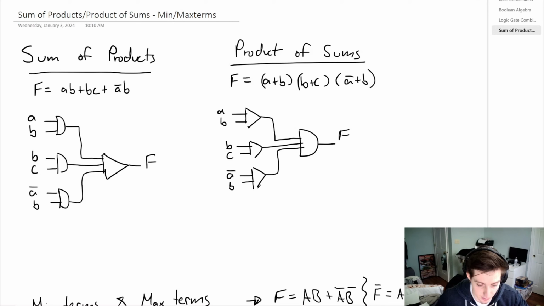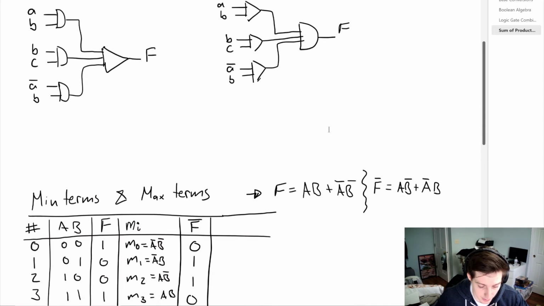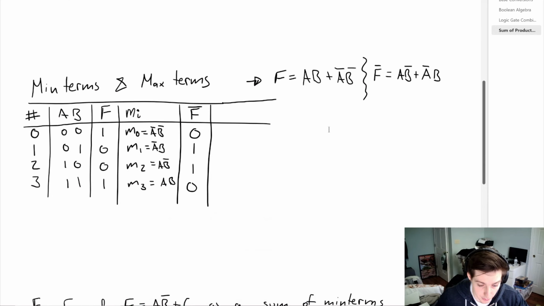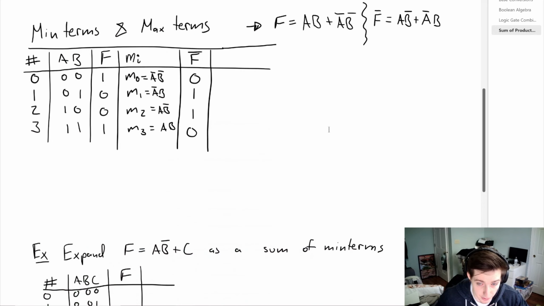in parentheses. And sometimes you may be asked to expand a function in terms of the sum of products or the product of sums. So nothing too complex there. But now we want to introduce minterms and maxterms. Now the function we're going to be looking at is given here, where it's simply equal to a times b plus a bar times b bar.